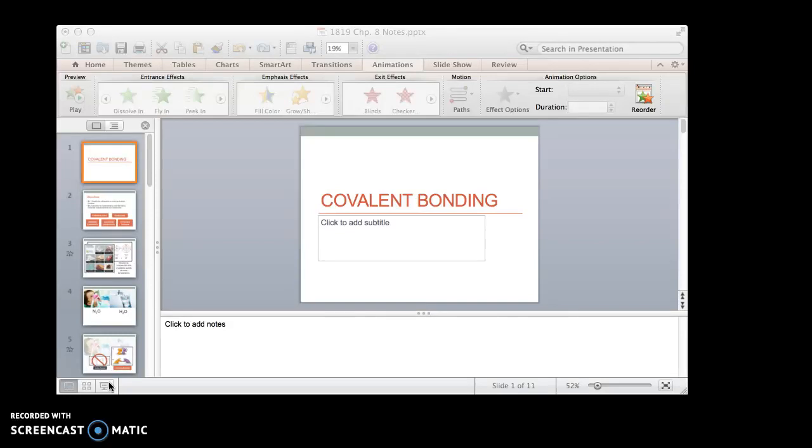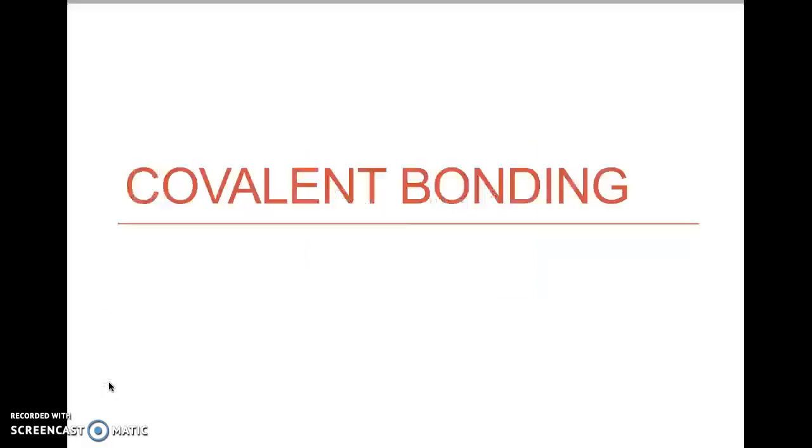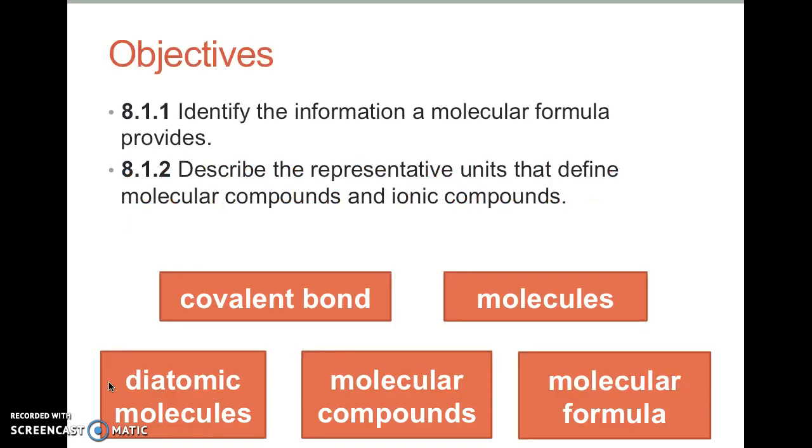The purpose of today's video is to transition us from Chapter 7, in which we learned about ionic bonds, to Chapter 8, in which we are going to learn about covalent bonds. Chapter 8 has two main goals.